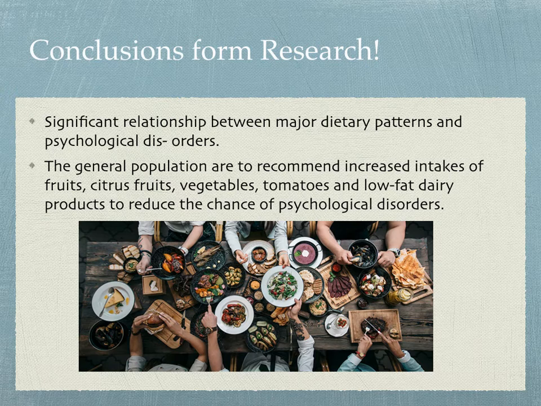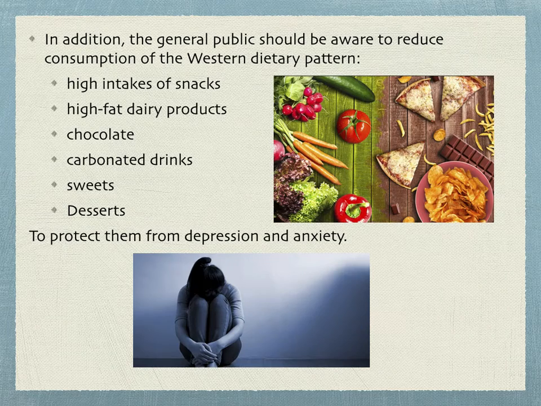Okay, so conclusions from research. Scientific relationship between major dietary patterns and psychological disorders. So there is a significant relationship, according to the conclusion from the article. And the general population are recommended to increase intakes of fruits, citrus fruits, vegetables, tomatoes, low-fat dairy products to reduce the chance of psychological disorders. And in addition, the general public should be aware to reduce the consumption of Western dietary pattern.